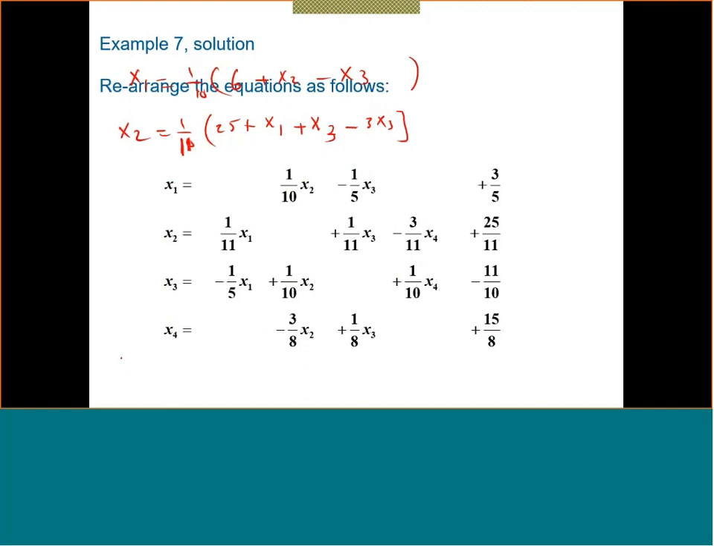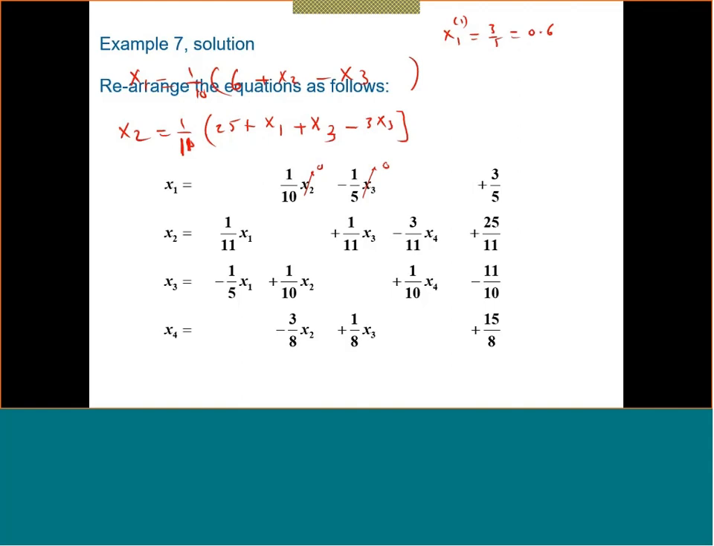Now I want to find x1 as the first iteration. The initial guess that I have is that everything is equal to 0, so I will substitute 0 for each variable. Your x1 is equal to 3 over 5, which is equal to 0.6000.